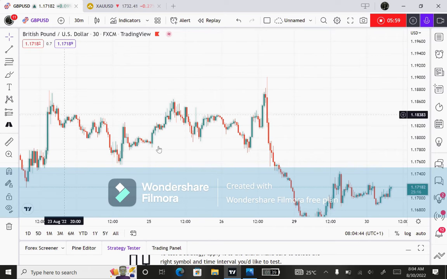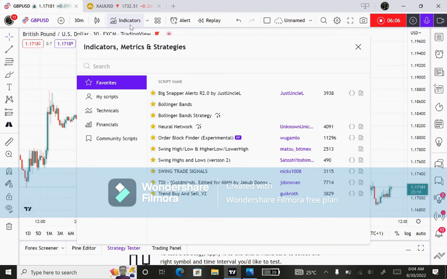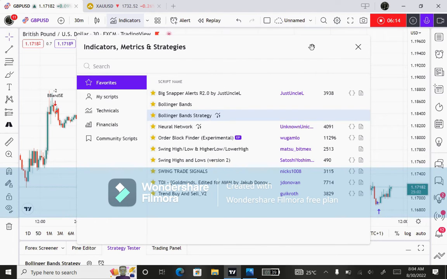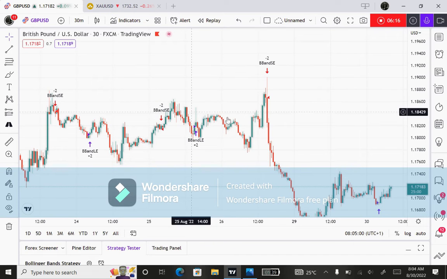Okay, so if you want to set this indicator, you come to your indicator, and then you search for Bollinger Band strategy. When you have this sign, it means it's a strategy, so you select Bollinger Band strategy. When you apply it, it looks just like this, giving you the sell signal, the buy signal, and it continues giving you buy and sell signals like that.